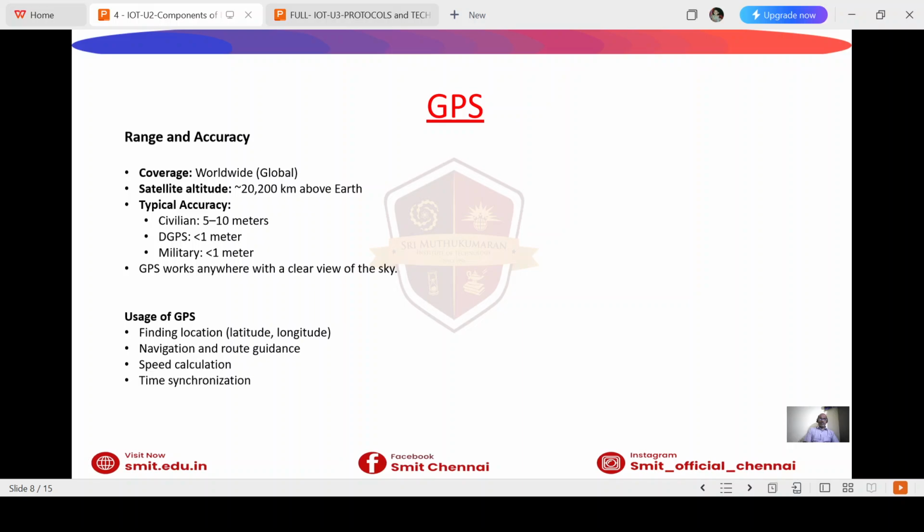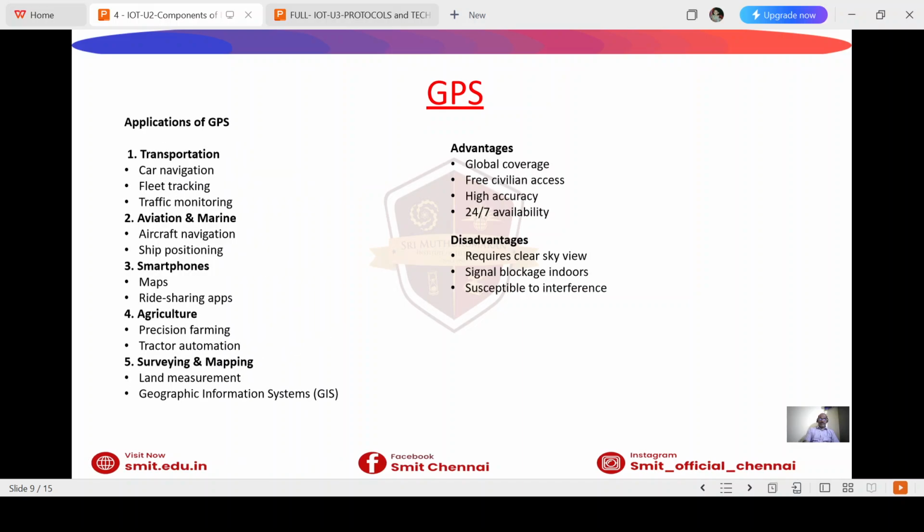Range is worldwide. The satellites sit in Earth orbit, and accuracy varies for civilian and military purposes. GPS works anywhere with a clear view of the sky. The usage of GPS is finding locations, navigation as well as route guidance, speed calculations as well as time synchronization. For these purposes we use GPS.